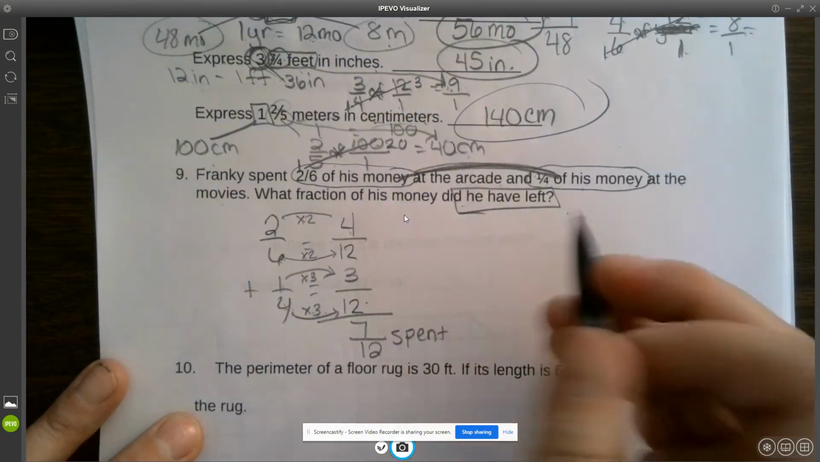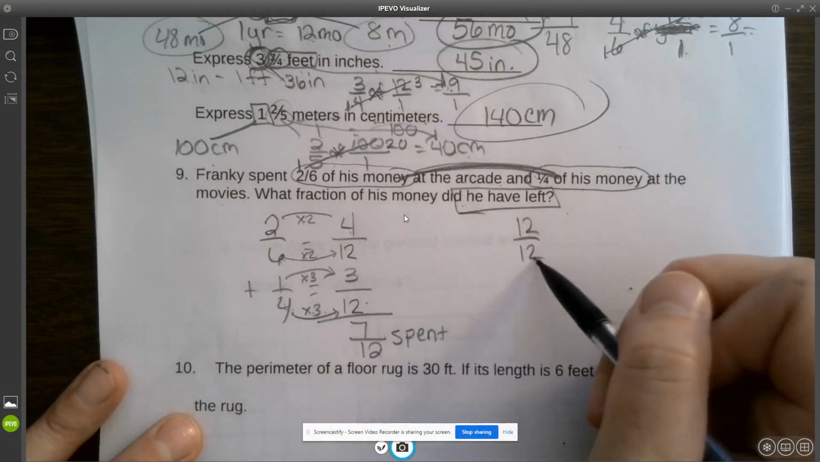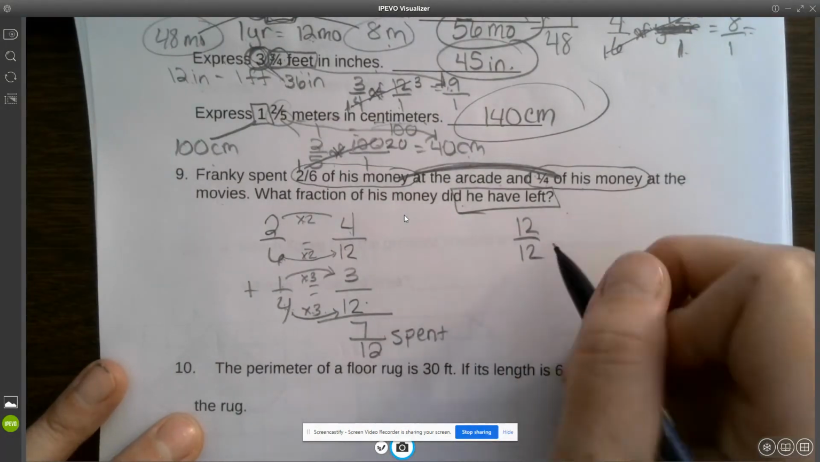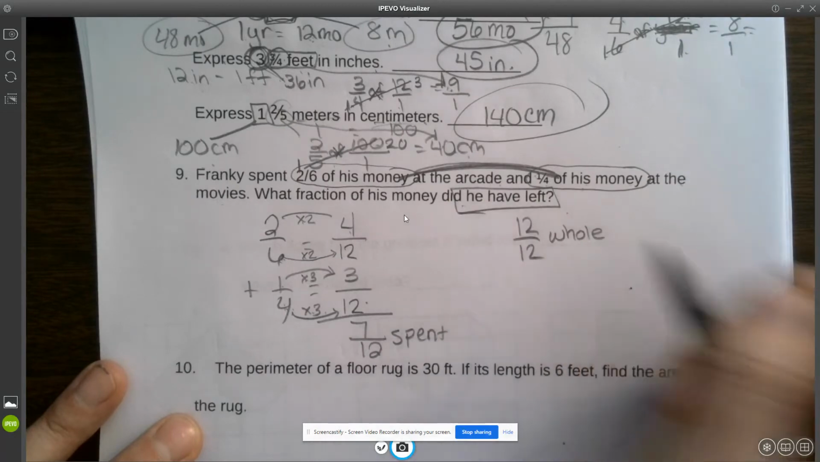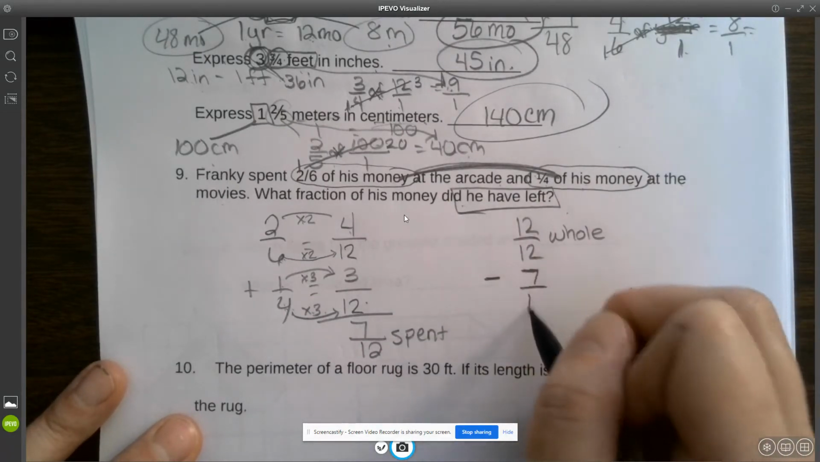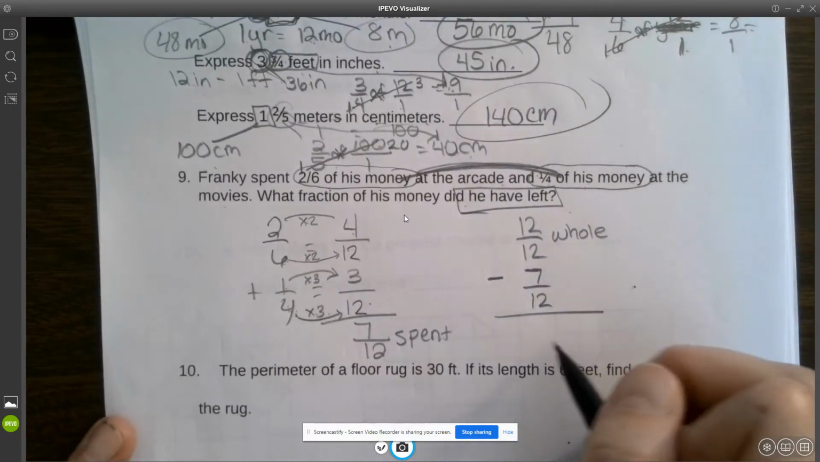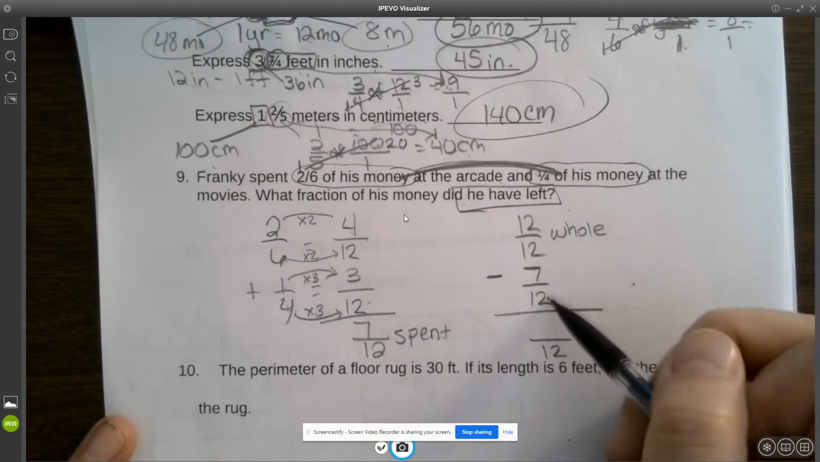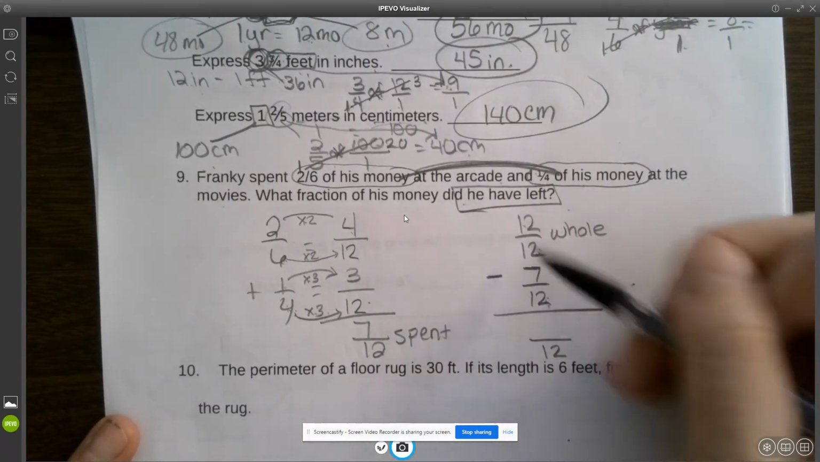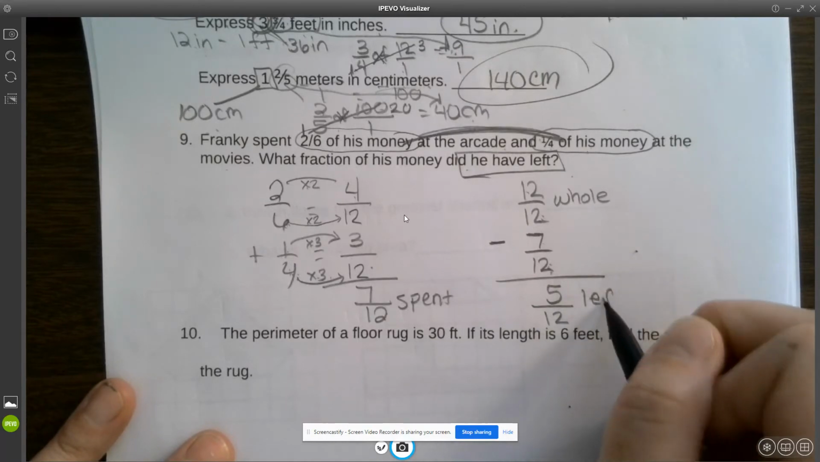The question is, how much did he have left? Well, the total would have to be 12/12. It's always the whole. Whatever the denominator is, you put it on top, that's the whole. So we know this is what he had at first, the whole. He spent, so we're going to take away 7/12. And that's how we find out how much he has left. The denominator is 12, and now 12 take away 7. So he has 5/12 left.